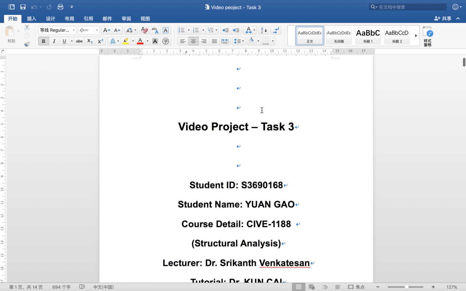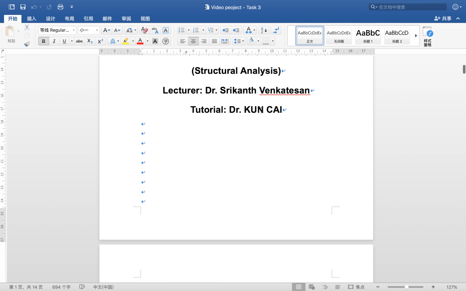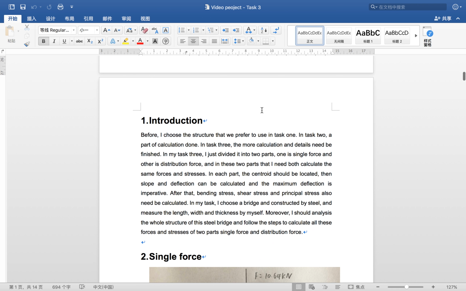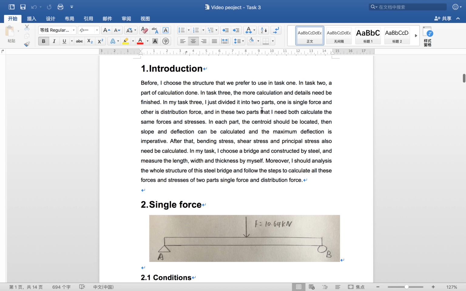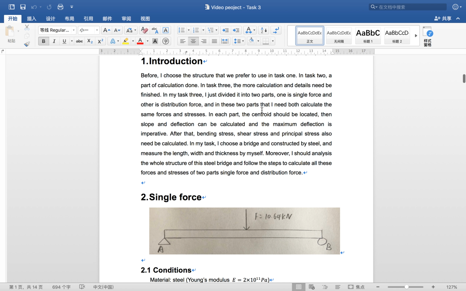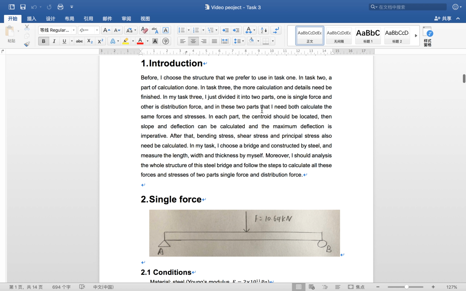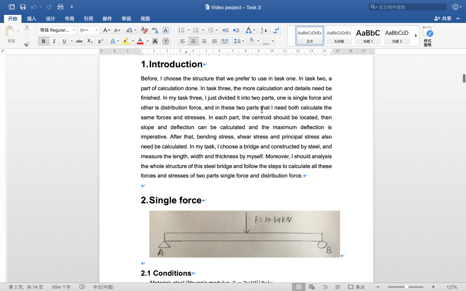And in task 3, I will give more analysis of this bridge. First, let's start task 3. Here is a little introduction to the whole of task 3. I just divided it into two parts: one is for single force and one is for distribution force, and it is already shown in VP task 3.